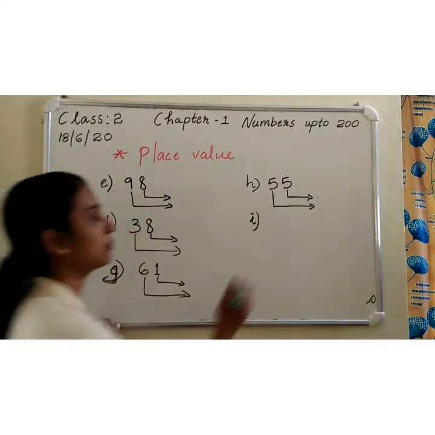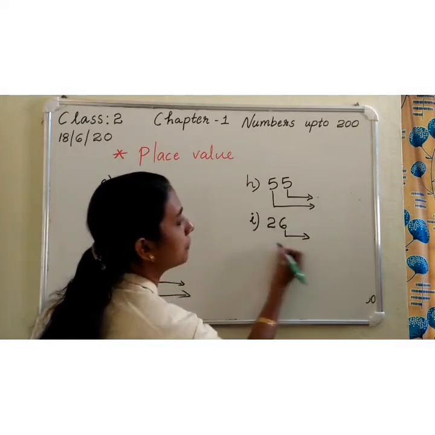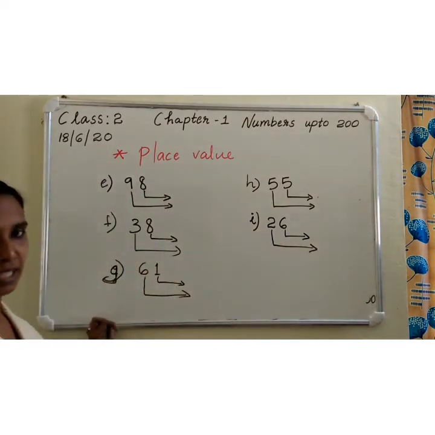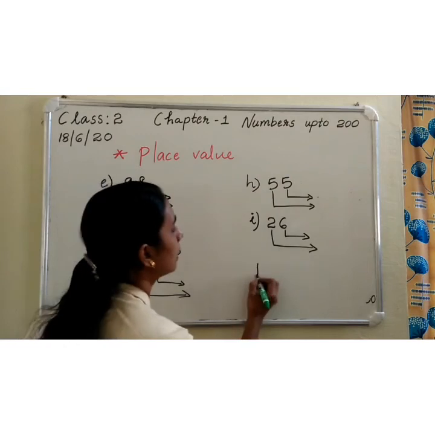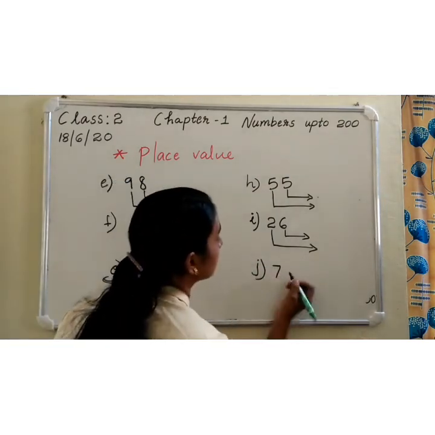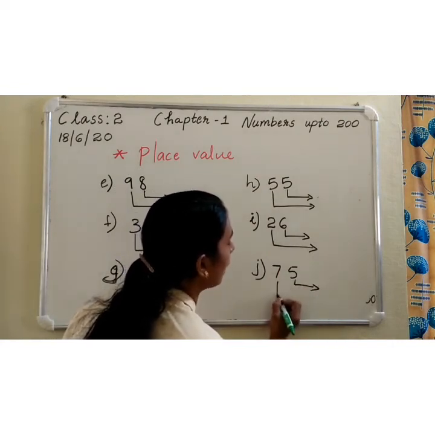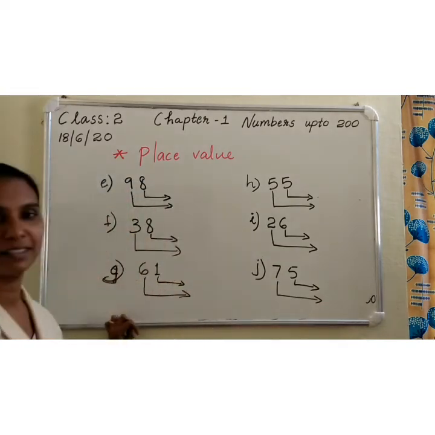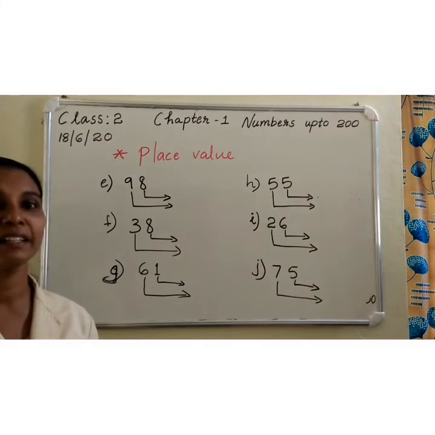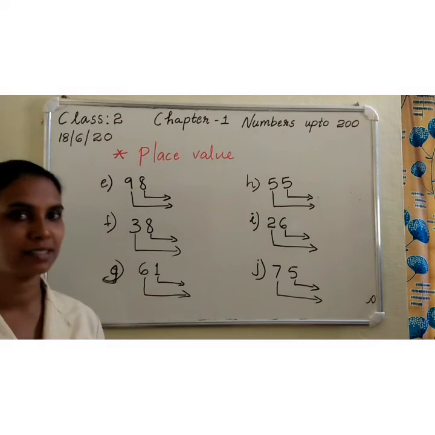Then next one. Write the place value of 26. Write the place value of 6 in 26. And write the place value of 2 in 26. Next one, J. Write the place value of 75. Write the place value of 5 and write the place value of 7. Okay. This much only today's class. Study place value.